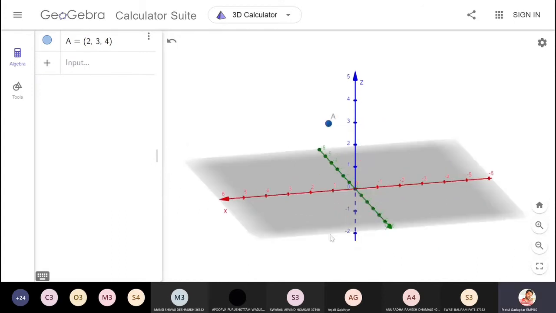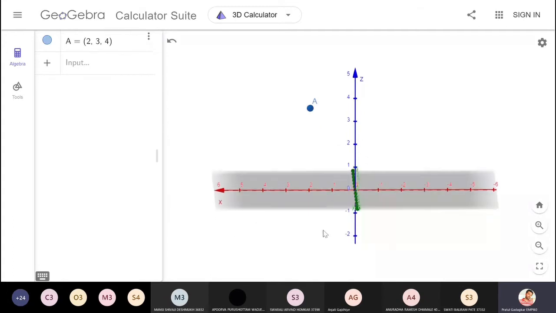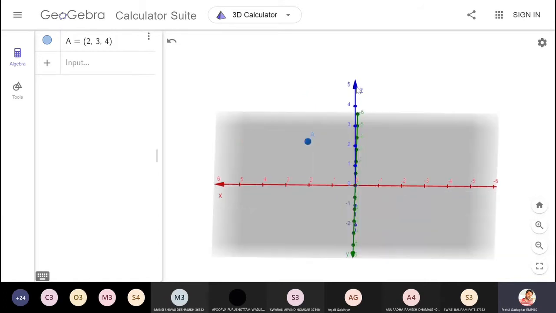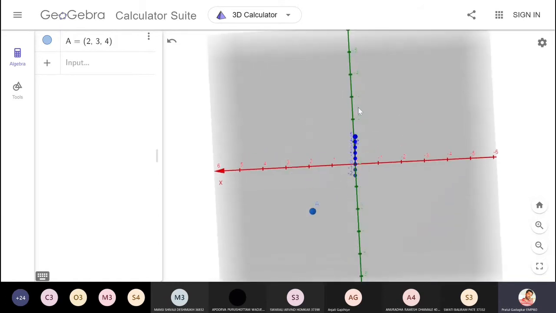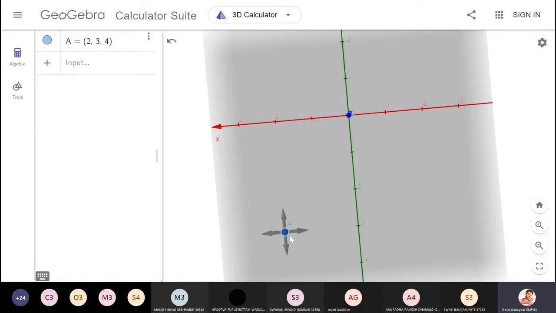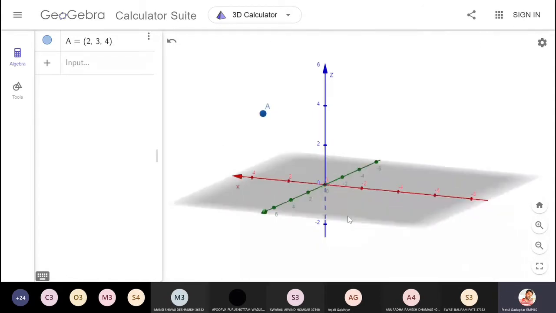Look at this point A carefully. If I bring the xy plane exactly in front of my eyes, you'll see that this point has 4 as the z coordinate. That's what we expected. It is at height 4 on the z axis. If I bring the z axis in front of my eyes, as if the z axis is entering my eyes, I can see that this point is 2 units along the x axis, which is red, and 3 units along the y axis. Let me zoom in. You can see this is 3 units and the x-axis is 2 units. So this is how a point is plotted in three-dimensional space.